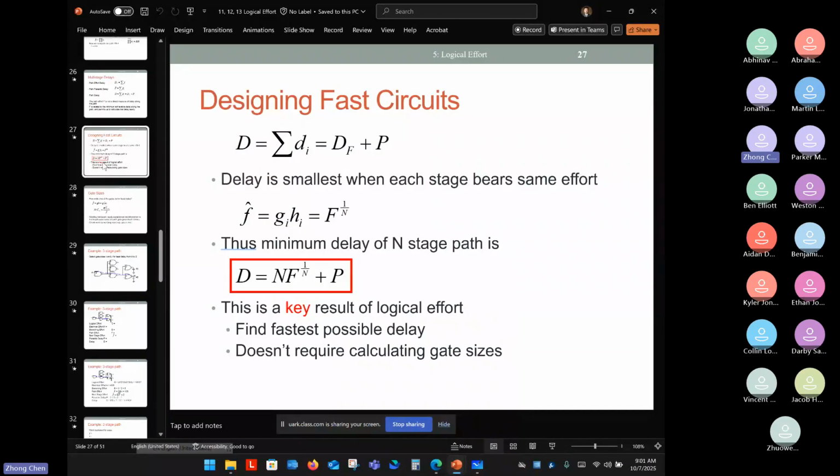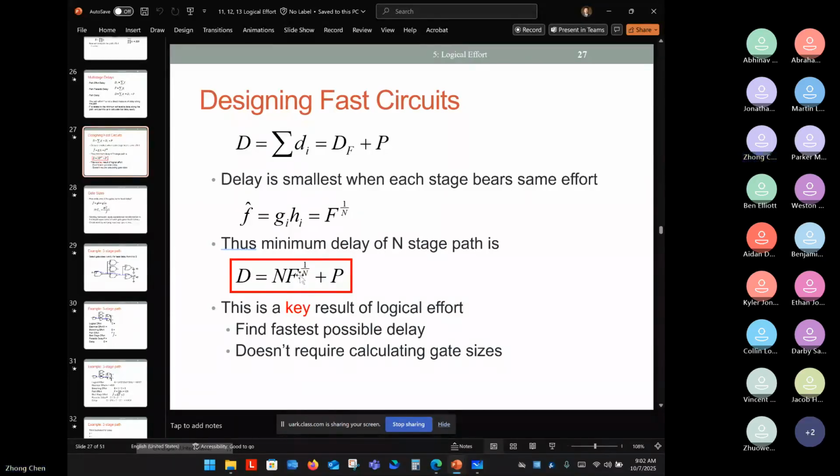If you have a multi-stage design, make sure each of the stages bears the same amount of the effort delay, which means you have a small f, the effort delay for each of the stages. Each stage bears some amount of the effort. If you can do that, the total multi-stage circuit will have the minimum delay time. So each stage delay will be F to the power of 1 over n.